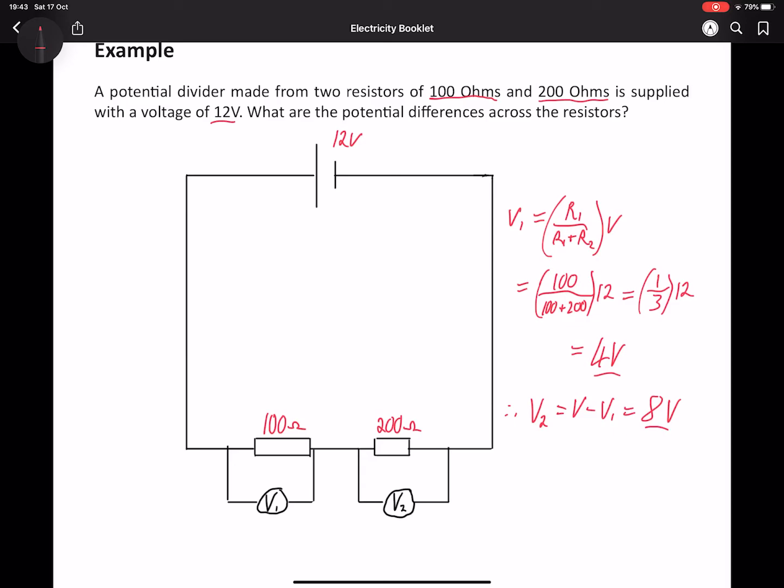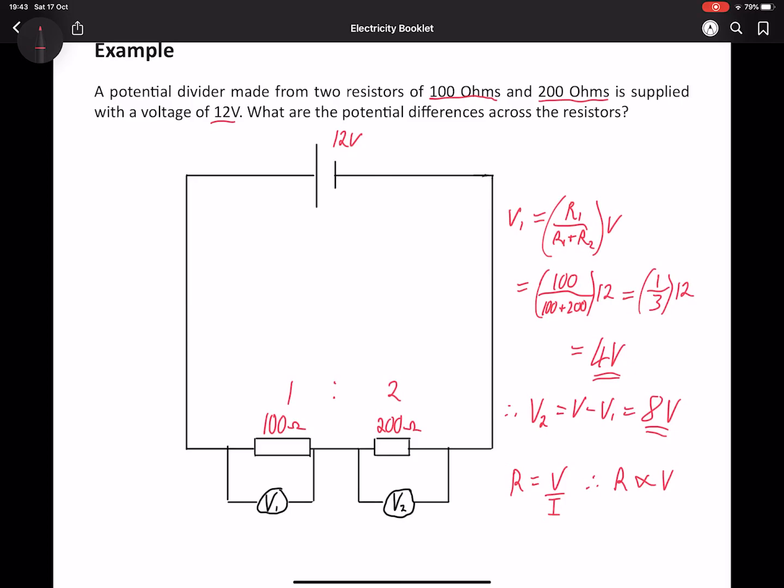Now, as straightforward as this seems, there are many easier ways, because what we can notice is that if R is equal to V over I, then R is proportional to V. Therefore, if we increase the resistance, the potential difference increases, and vice versa. So looking at these resistances, 100 to 200, we have a 1 to 2 ratio. So knowing we have 12 volts to begin with, we can easily determine that it will be a 4/8 split.